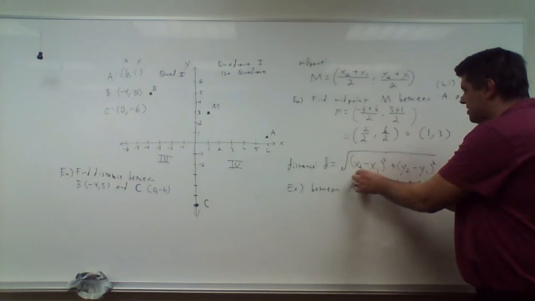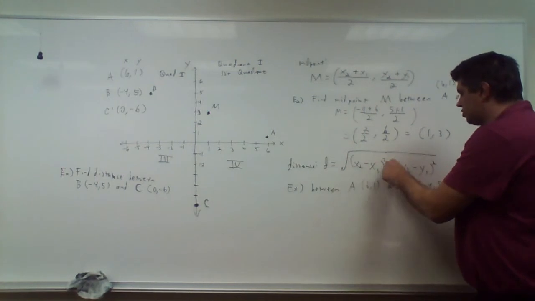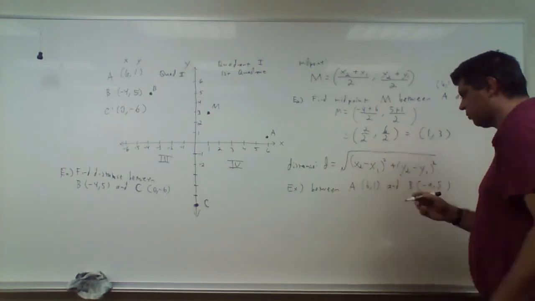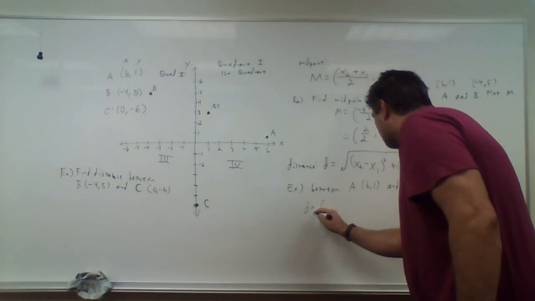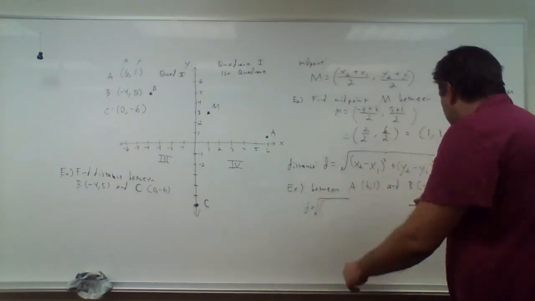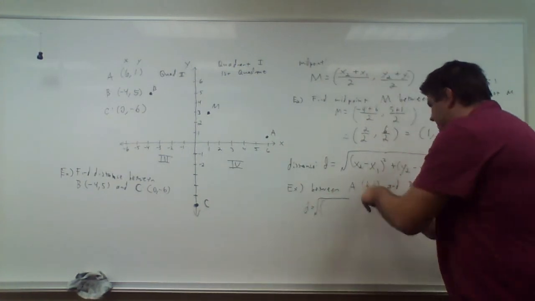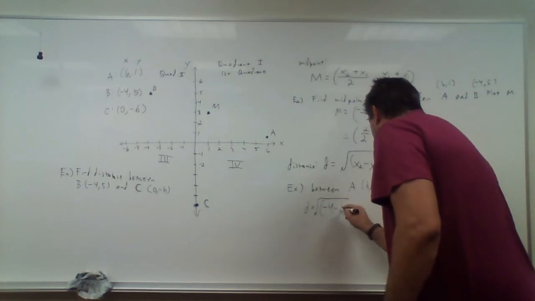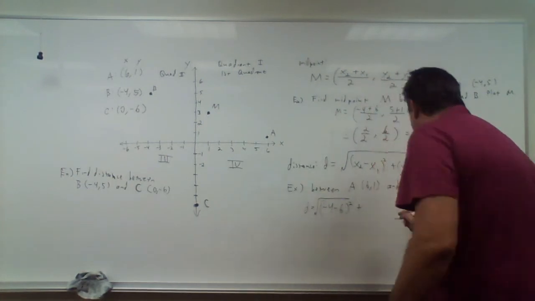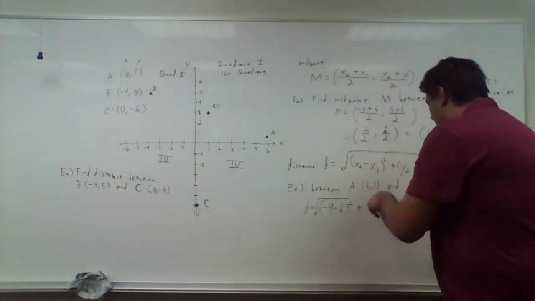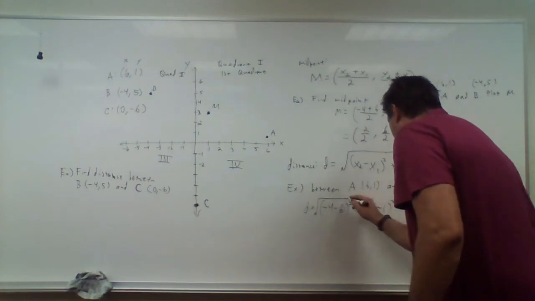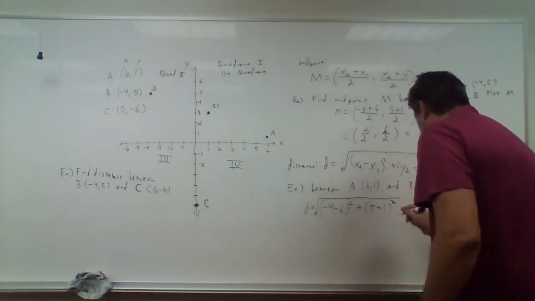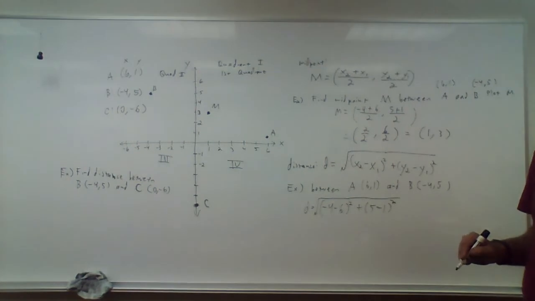Now, here's the distance formula. What you do is subtract your x coordinates and square it. Subtract your y coordinates and square it. So in this case, we got the square root of -4 minus 6 squared plus 5 minus 1 squared.